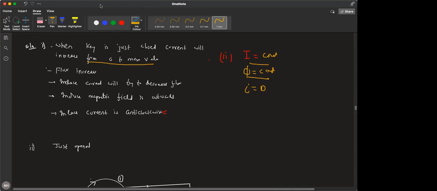So that's about Lenz's law. Lenz's law is over. Now we'll start motional EMF. Note it down first.